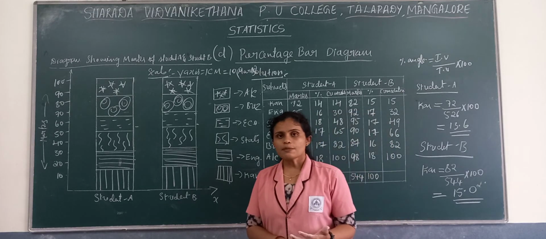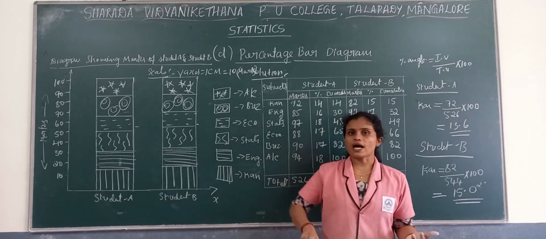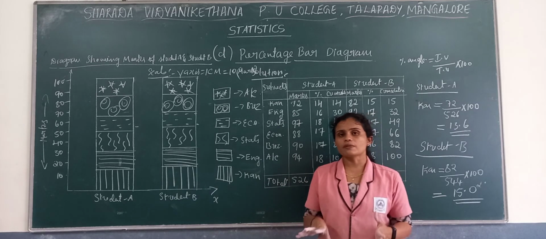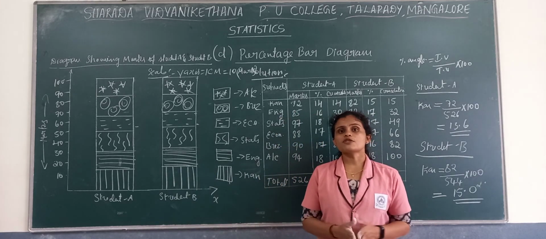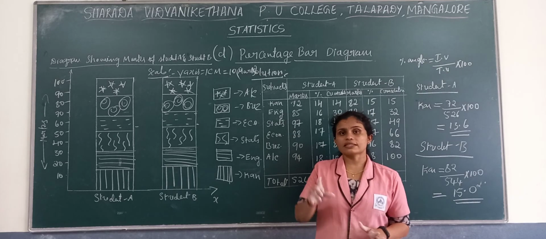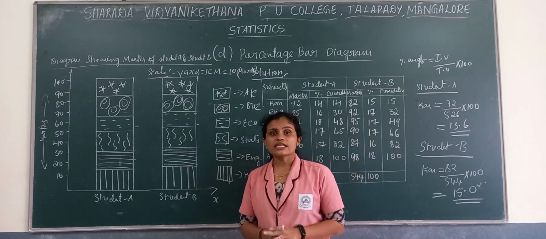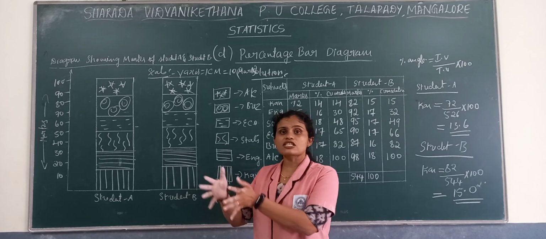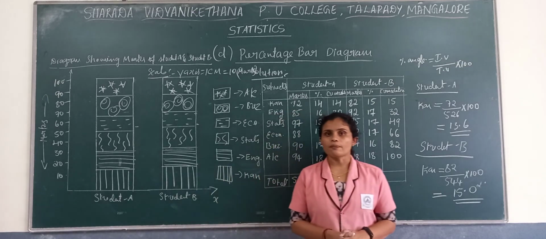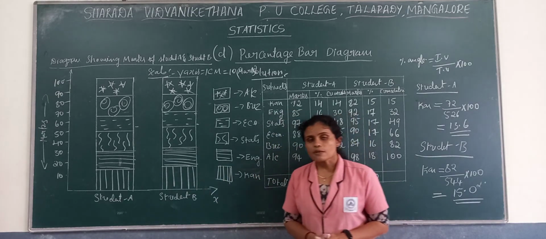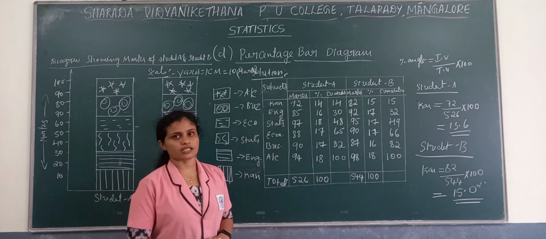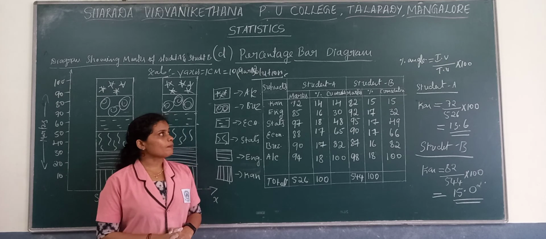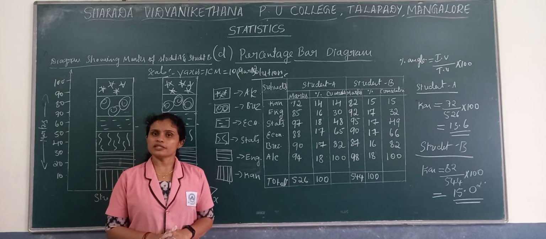There comes simple bar diagrams where we draw simple rectangular bars of equal width. Next comes multiple bar diagram where we draw sets of adjacent rectangular bars. Next comes subdivided or component bar diagram, which we discussed yesterday. And today we completed the percentage bar diagram.